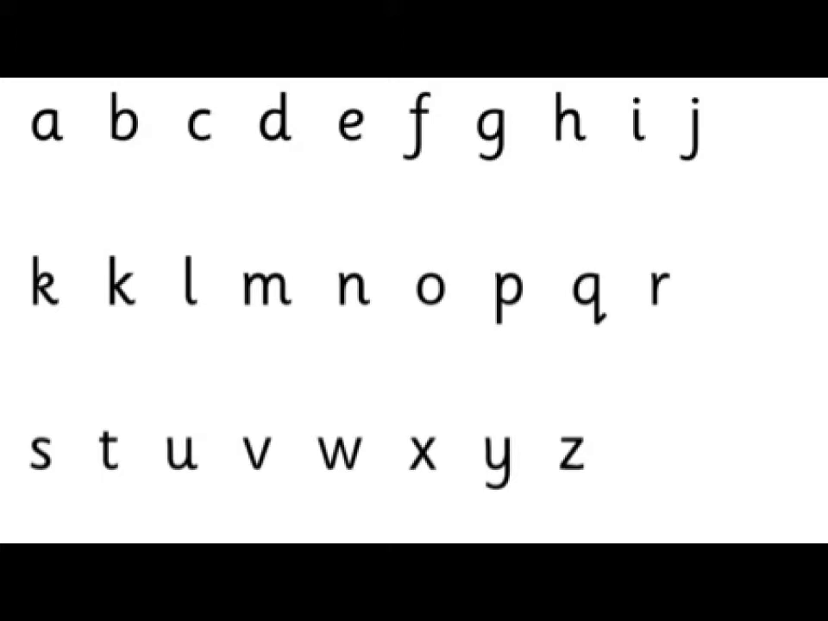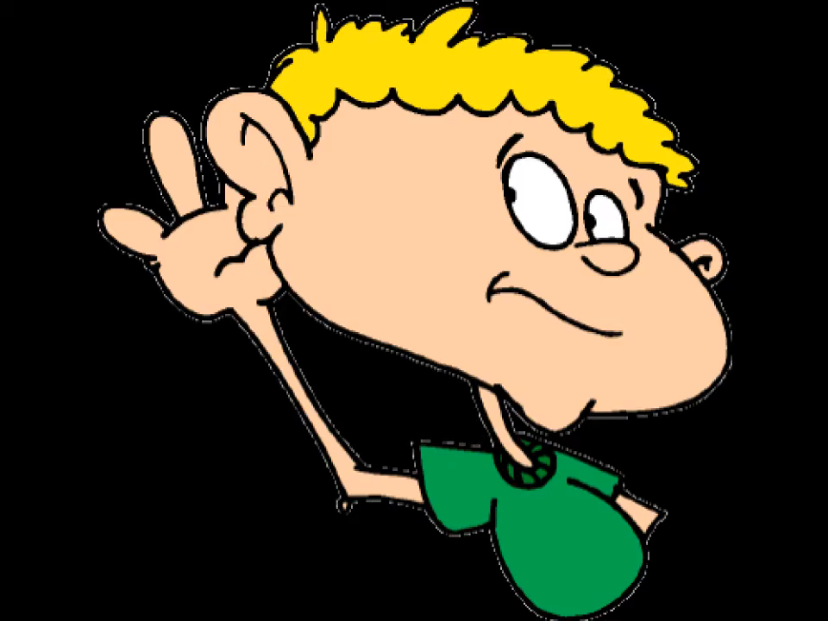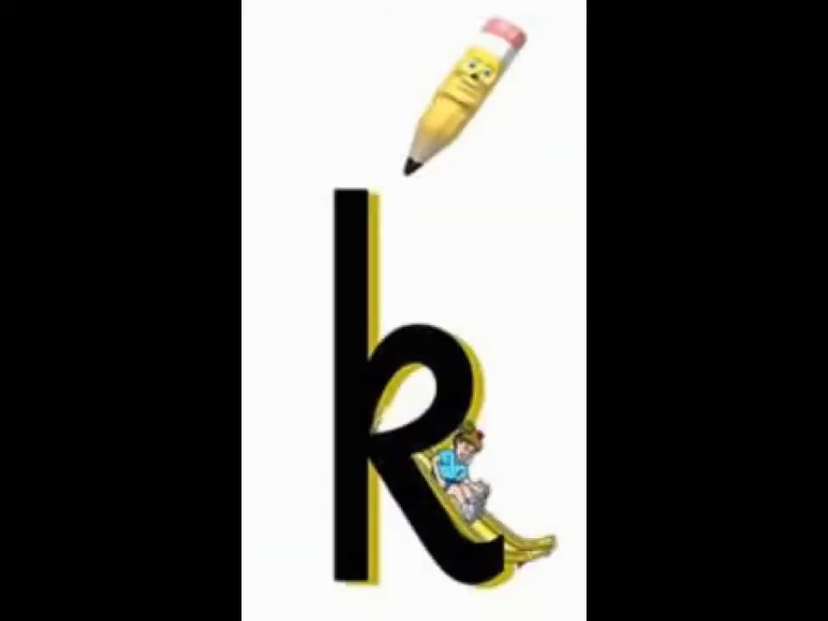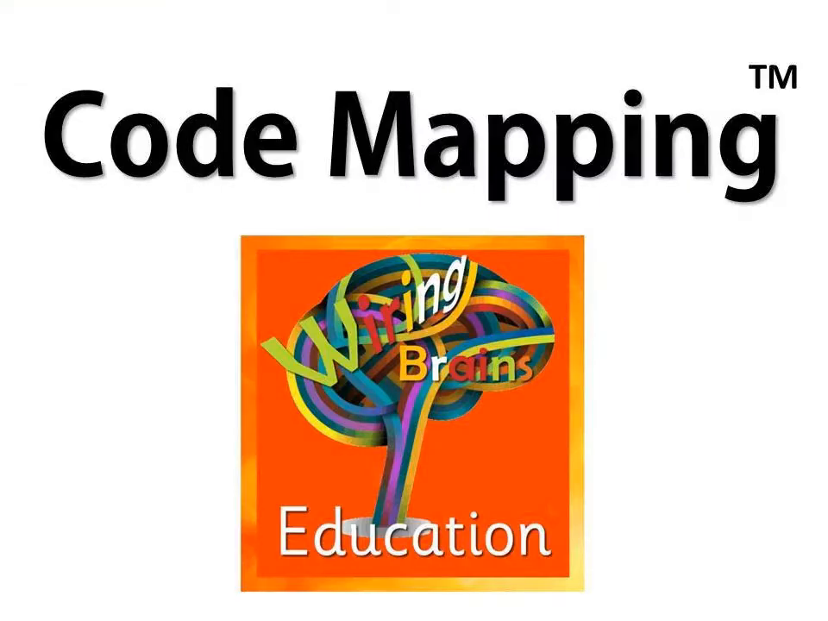There are 26 letters of the alphabet, and they all have a name. And we use those letters in different combinations to represent our speech sounds. Let's have a look at the letter names. But remember, the letter names don't really matter when we're learning to read and spell. It's the sound picks, the speech sounds, and the ways that we map them with their sound picks.